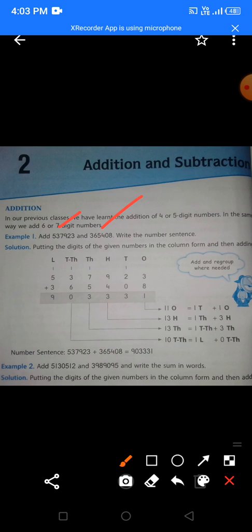Now here again there are no commas. We'll use the Indian system. Just put the commas and then you will read. The number is 6 digit. That means it belongs to which period? Yes, it belongs to the lakh period. Then how will you read this? 5,37,923.